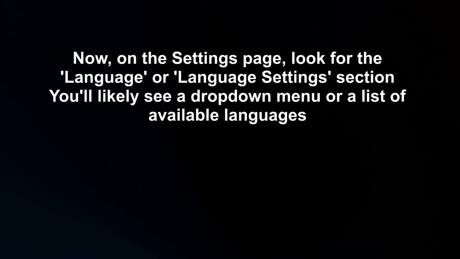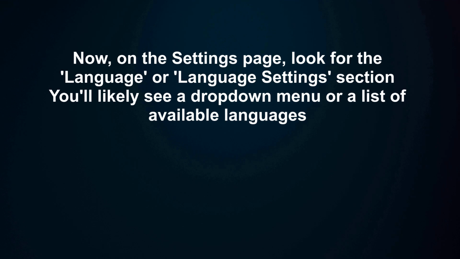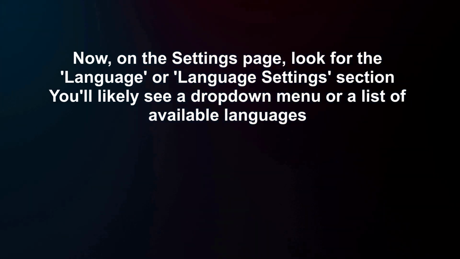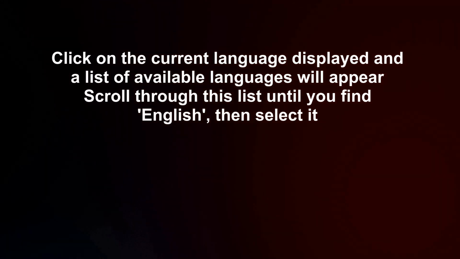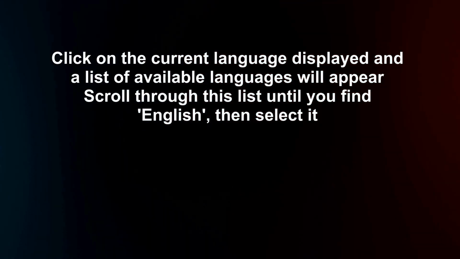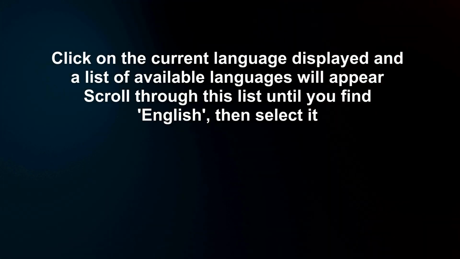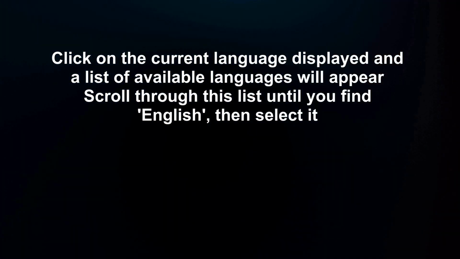Now, on the settings page, look for the language or language settings section. You'll likely see a drop-down menu or a list of available languages. Click on the current language displayed and a list of available languages will appear. Scroll through this list until you find English, then select it.